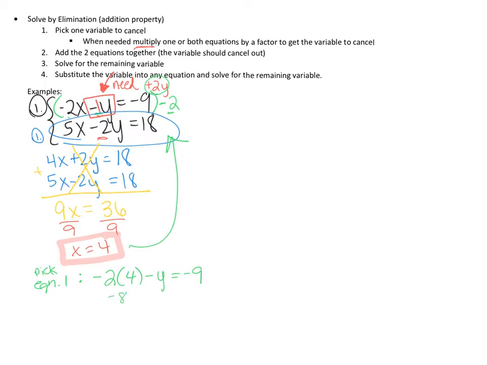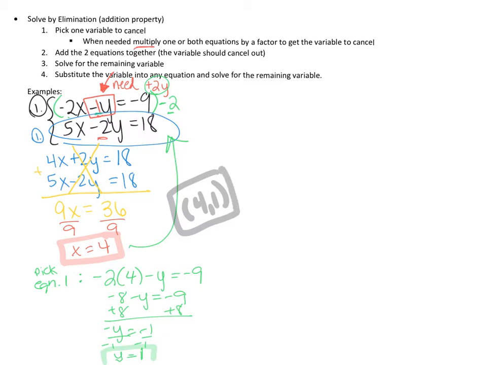So I'm going to get negative 8 minus y equals negative 9. Add that 8. So I'm going to get negative y equals negative 1. Divide by that negative 1. So y is going to equal 1. Right? So now I have both of my variables. I've got my x variable and I've got my y variable. So I can write my ordered pair as 4, 1. All right, again, I write it as an ordered pair because it is a solution to that system.